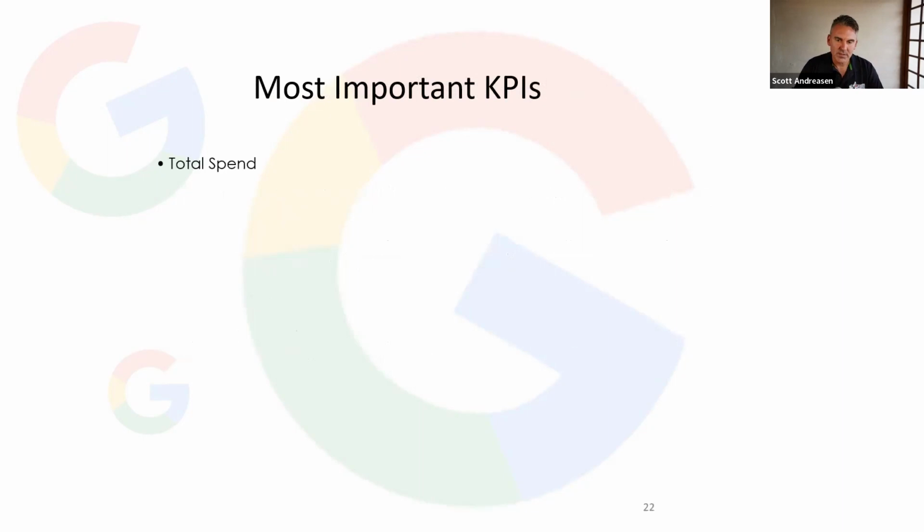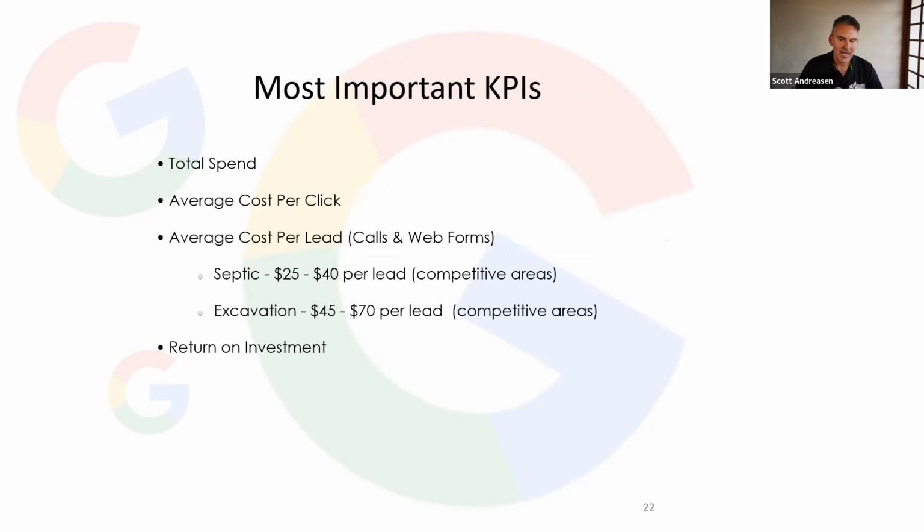So the most important key performance indicators for excavation and septic contractors are going to be, of course, total spend, average cost per click, average cost per lead for calls and for web forms. So that's going to differ. For instance, septic in competitive areas, we're seeing leads in the range from $25 to $40 per lead in real competitive areas. For excavation in super competitive areas, we're seeing leads from $45 to $70. And then, of course, you want to track your return on investment.